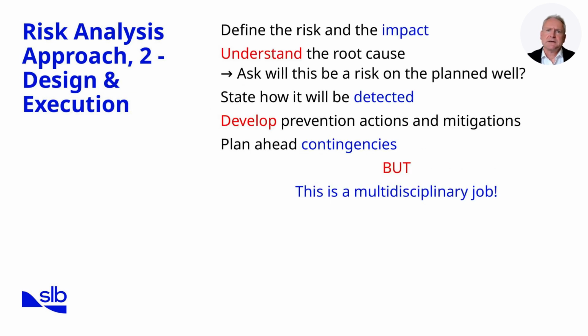In contrast to accident investigation, the design and execution approach is proactive, embedding risk considerations into the planning phase. The process begins by clearly defining the risk and its potential impact. From there, we ask whether the identified risk could realistically occur on the planned well. This forces us to think critically about applicability. Next, we determine how the risk would be detected in operations, whether through monitoring parameters, alarms, or visual indicators. Once detection is clear, prevention actions and mitigation measures are developed, with contingencies planned ahead of time.